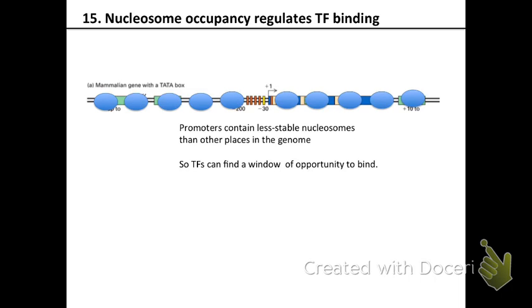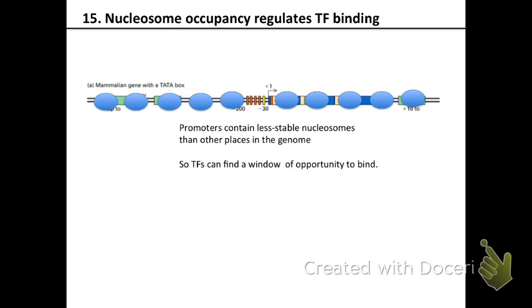Experiments like this have established that in eukaryotic genomes, the nucleosomes are not randomly distributed. What they have found is that the coding regions, introns and exons, contain nucleosomes that are positioned somewhat regularly, but the promoters contain less stable nucleosomes. These nucleosomes can come on and off the promoters, leaving them more or less open compared to the coding regions. And so what happens at the promoters is that sometimes transcription factors can find a window of opportunity to bind.